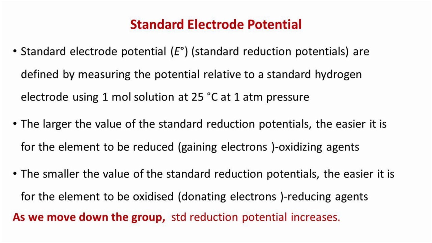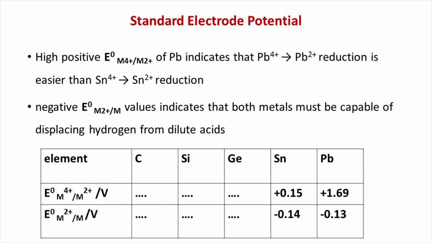The smaller the value of the standard reduction potential, the easier it is for the element to be oxidized by donating electrons. These are reducing agents. As we move down the group, standard reduction potential increases. Here, two types of standard electrode potential values are marked in the table. First one, metal in +4 oxidation state to +2 oxidation state. In the second one, metal in +2 oxidation state to metal.